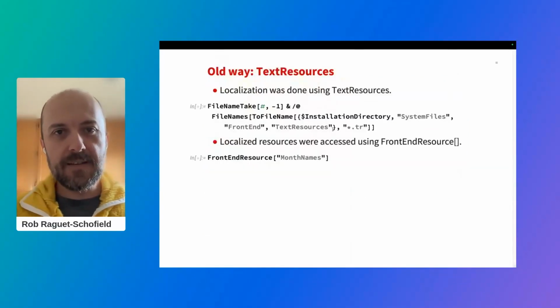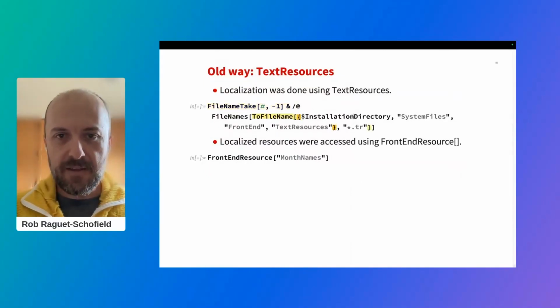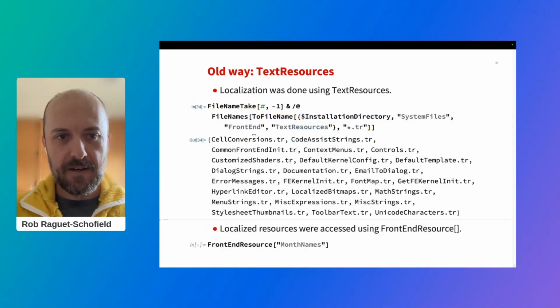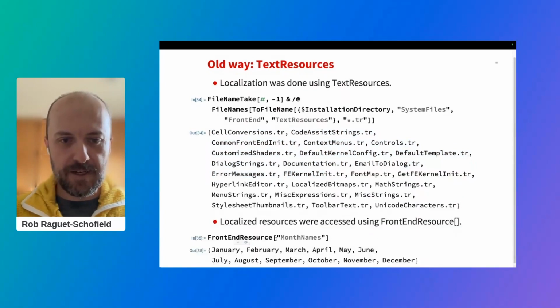So the old way we did this was with text resource files. These are files that shipped in the installation directory of the app, in a subdirectory, SystemFiles, FrontEnd, TextResources, and there's just a handful of .tr files. And when you want to access these localized resources, you use this function FrontEndResource. And in this case, there's a resource named MonthNames, and then here's the value of that.